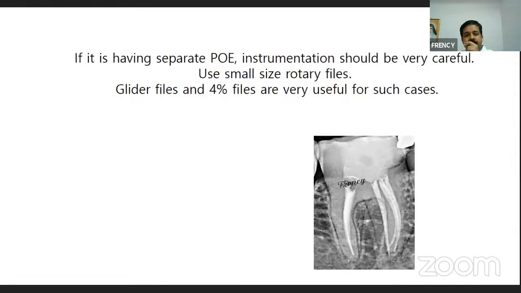And if these additional canals are very narrow and have separate portals of exit, use very small size rotary files, very small taper files. So use glider files; 4% files will be very useful for such cases, because in this case you can see three middle mesial canals with separate portals of exit. So if you are using a 6% file in all these canals, it may cause a lot of rupture or destruction to the root structure.